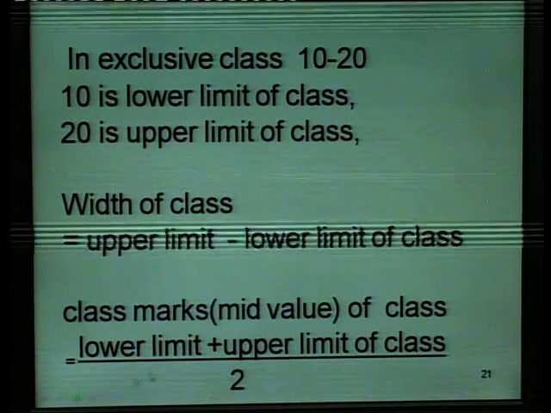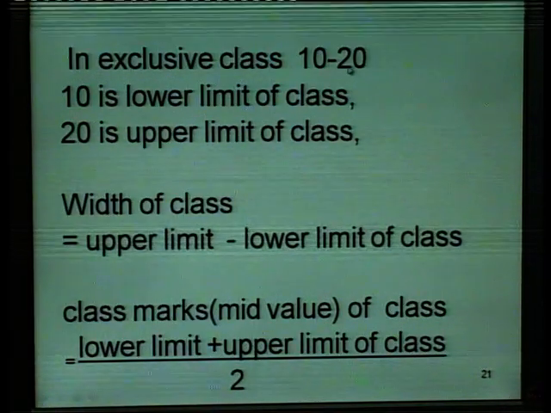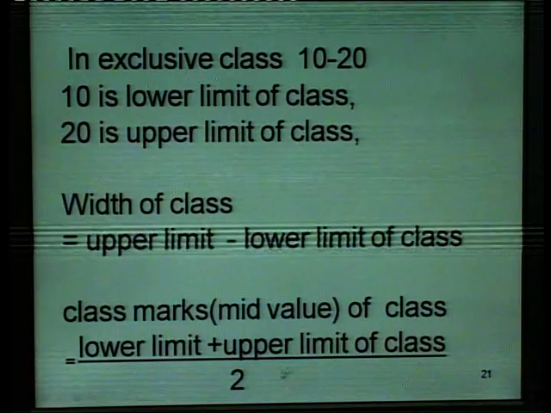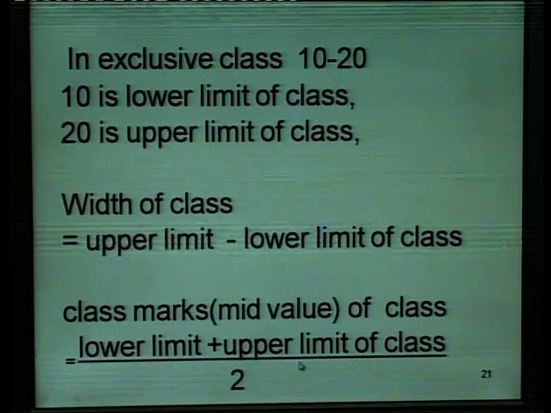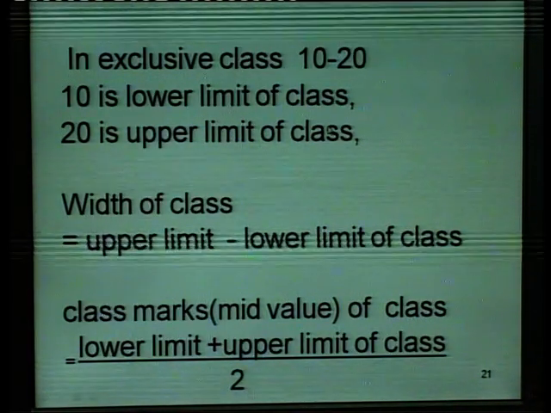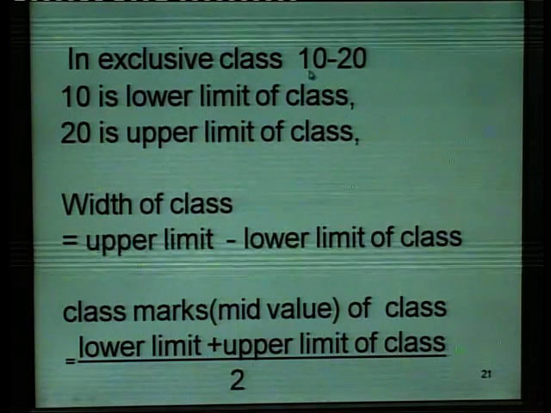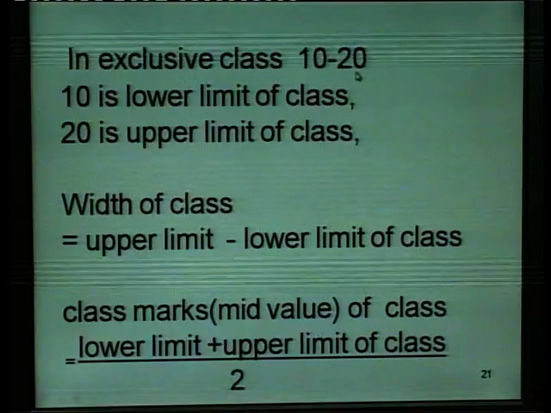The third term is class mark or mid value of a class. This is the class 10 to 20. How do we find the mid value or class mark? We add the lower limit and upper limit and divide by 2, just like an average. Lower limit plus upper limit by 2. For example, 10 plus 20 by 2, 15. So 15 is the class mark of this class.